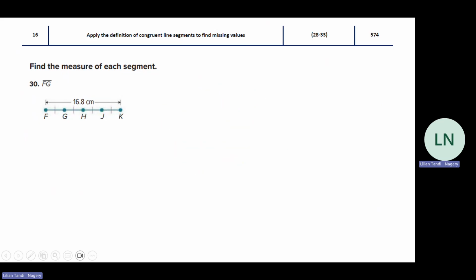Okay? Question 30. I have the big part from F to K, but I don't have these small parts. And these small parts, what do I know? They are congruent. How do I know? Because of the congruency marks. These marks over here mean congruent, okay? So because I don't know them, I will use a variable, okay? Then I will write my formula. Big equals small 1 plus small 2 plus small 3 plus small 4.